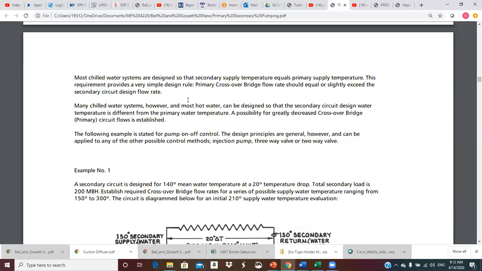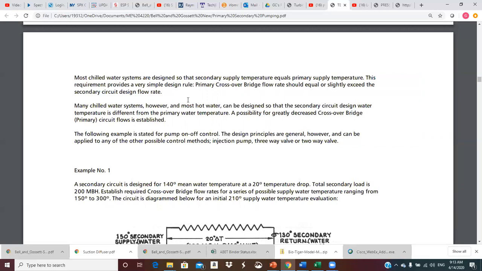Yeah, so the second little paragraph here: "many chill water systems, however..." I disagree with that "many." I think probably not very many chill water systems. And most hot water systems, I agree with that, can be designed so that the secondary circuit design water temperature is different from the primary water temperature. A possibility for greatly decreasing crossover bridge primary circuit flows is established.